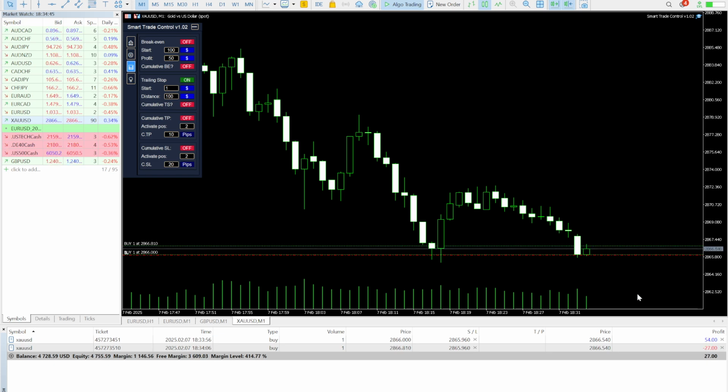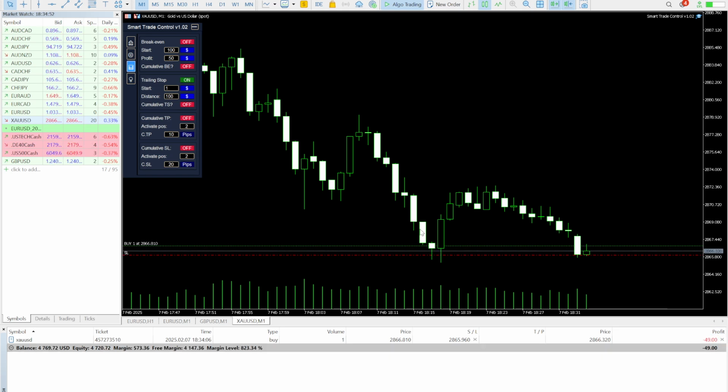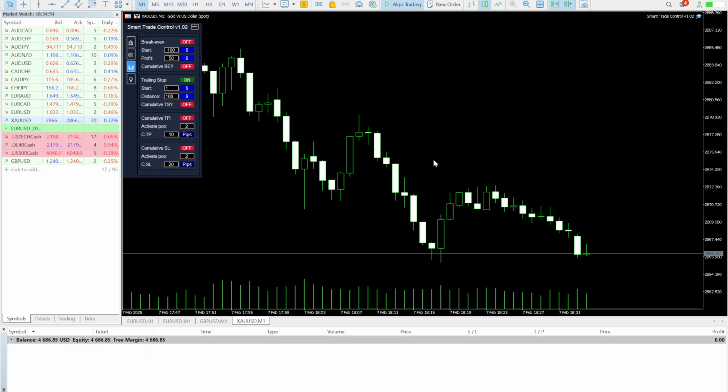So close. Well, you can try that out. It is, as I explained, it's basically just puts individual stop losses instead of a trailing stop or cumulative trailing.